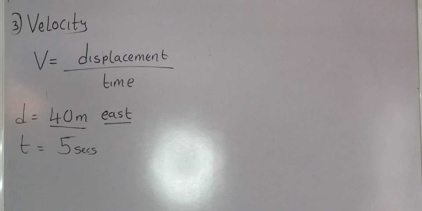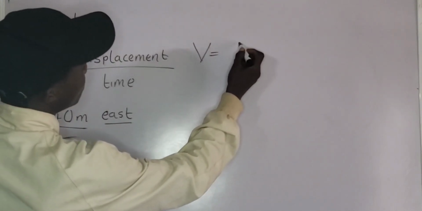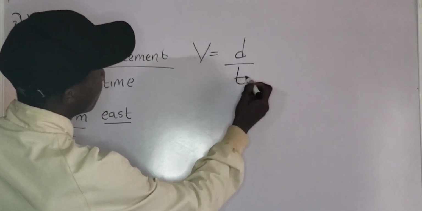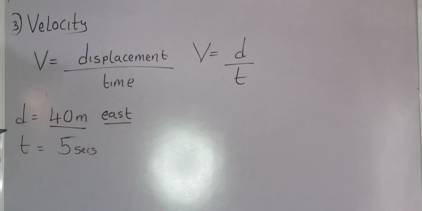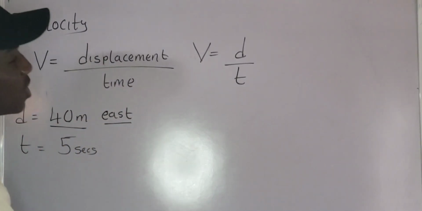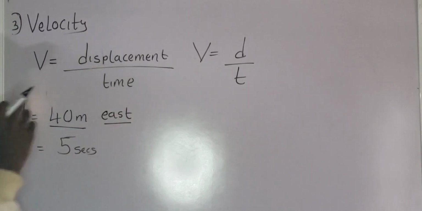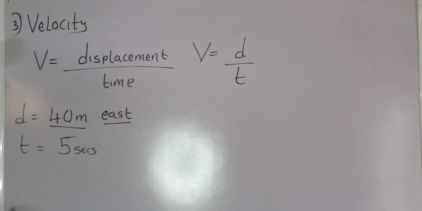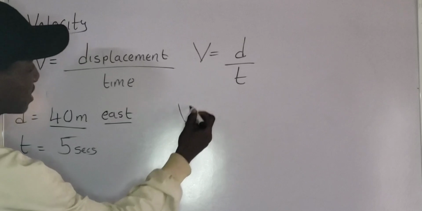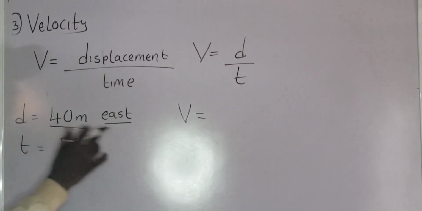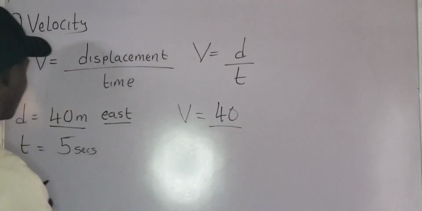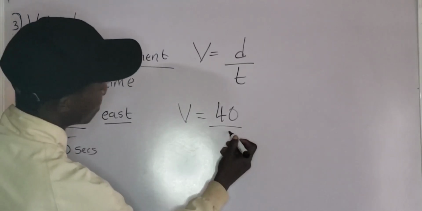So we are told to calculate the velocity, and the velocity is given by this formula. V is equal to displacement all over time. You can see that this formula is also related to the speed formula that I gave you the other time. But the only difference is that when we are dealing with velocity, the d here is not distance, it is displacement, and the v here is not speed, the v is velocity. It is very, very important that you note that. Okay, let's proceed to calculate this question. The velocity now becomes displacement, which is 40, all over the time taken, which is 5 seconds. Displacement over time, that is v.